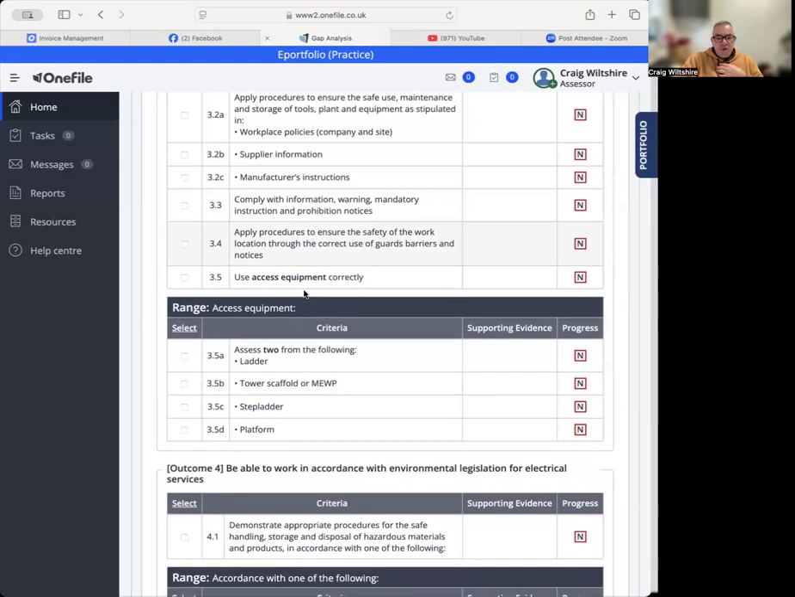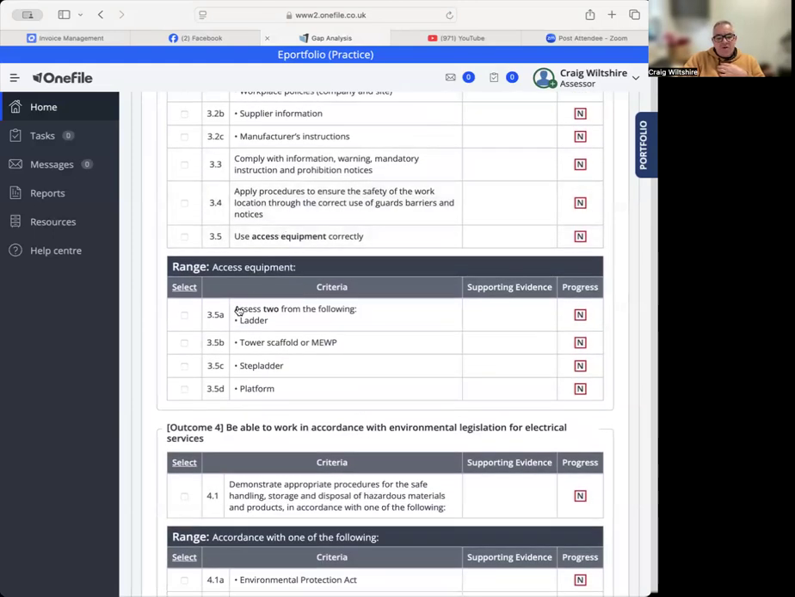Okay. Use access equipment correctly. So here we've got a range of four to choose from. So ladder, tower, scaffold, MOOP, step ladder, platform. So what we like to see here is all the checks you do. So I'll just do one of them. I'm going to choose a step ladder.